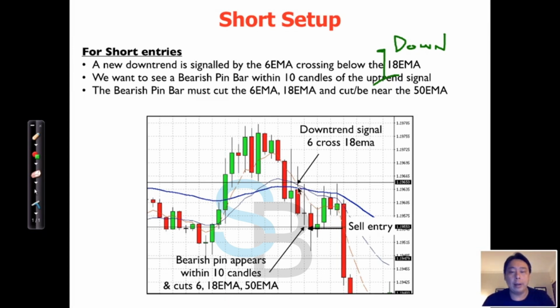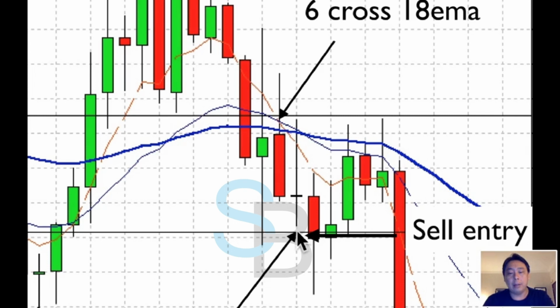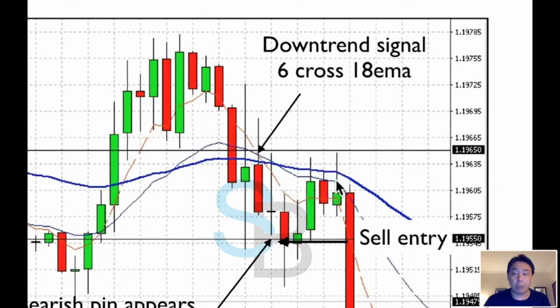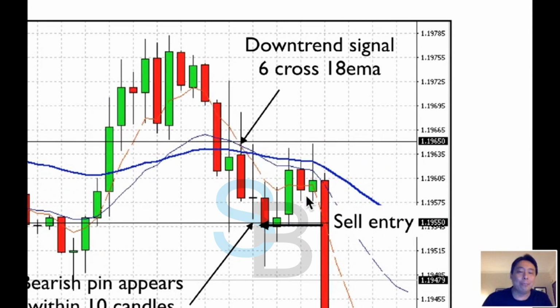That's what we want. The moment I see that, I get ready to sell the moment the next candle makes a lower low than this low. So I place a sell stop order somewhere there. If it goes below, it gets triggered, and my stop loss is the high of this candle. It almost hit my stop loss, as you can see. Boom, it went down.